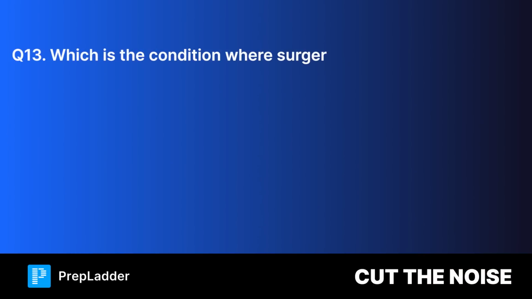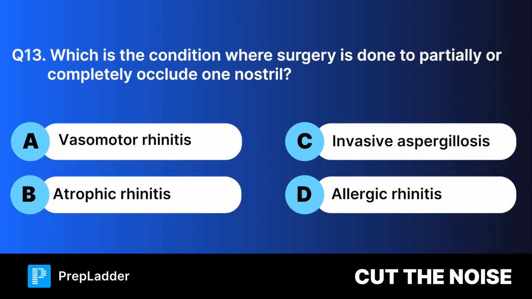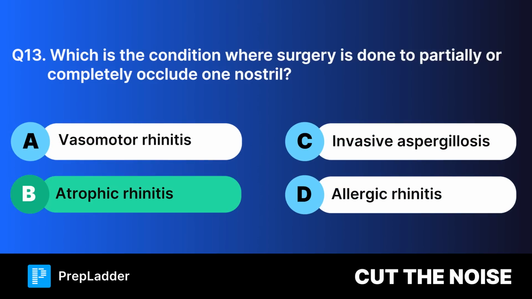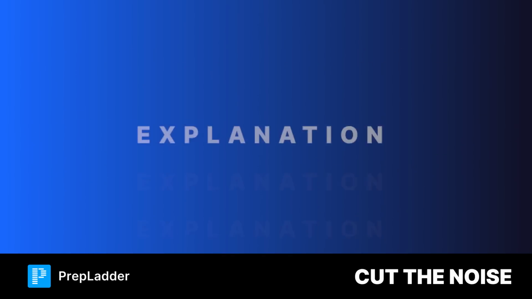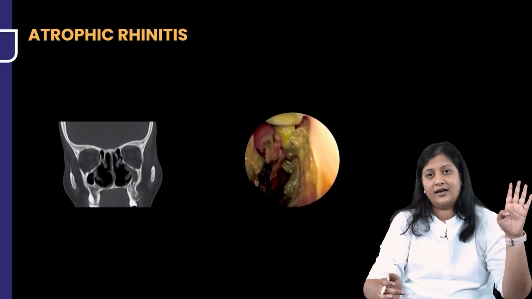Question 13. Which is the condition where surgery is done to partially or completely occlude one nostril? Your options are, and the correct answer is atrophic rhinitis. Here's the explanation. Now let's understand about atrophic rhinitis.